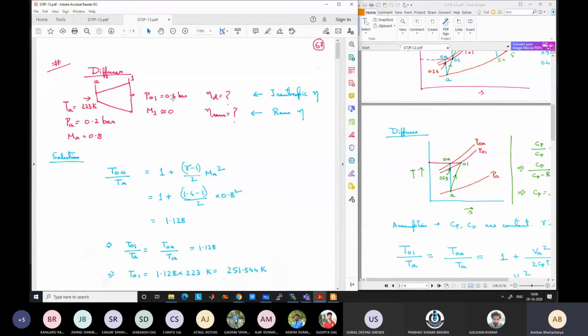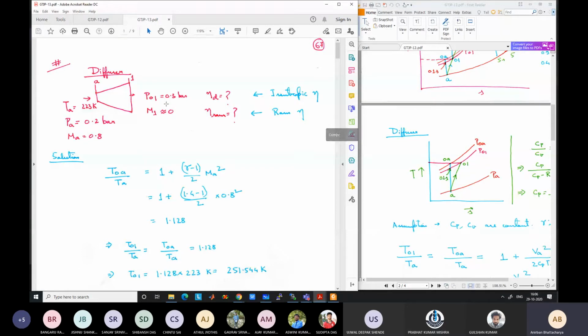Outlet pressure from the diffuser is given as 0.3 bar. Outlet Mach number is almost equal to 0. Even if this is not given, we will assume that the outlet Mach number is almost equal to 0. Inlet state is denoted by A, outlet state is denoted by 1. We need to find out the isentropic efficiency and the RAM efficiency of the diffuser.